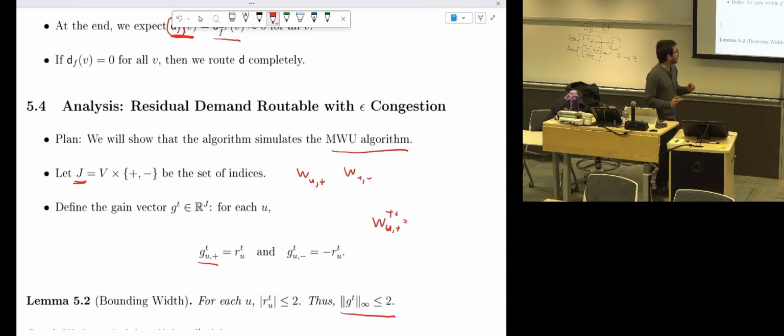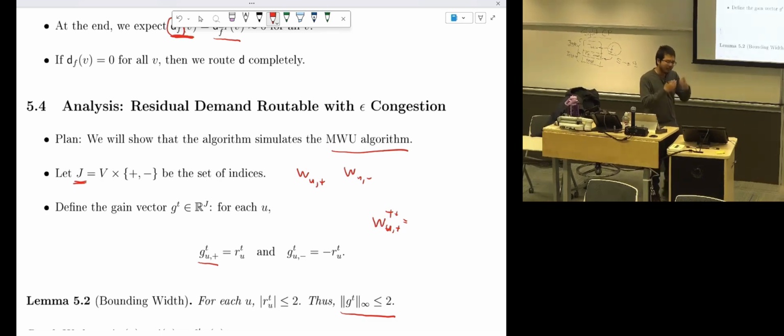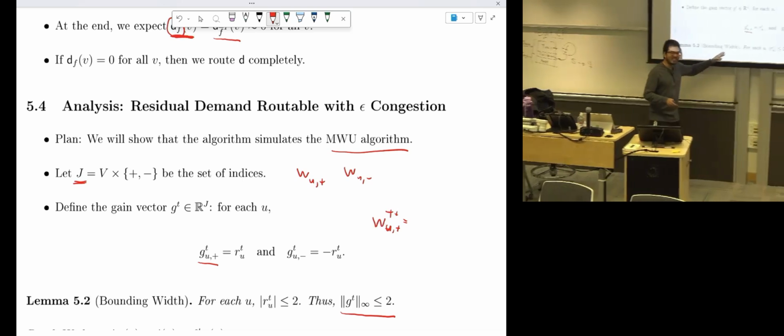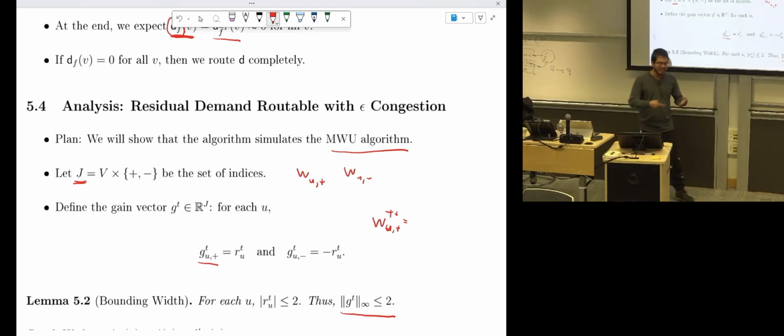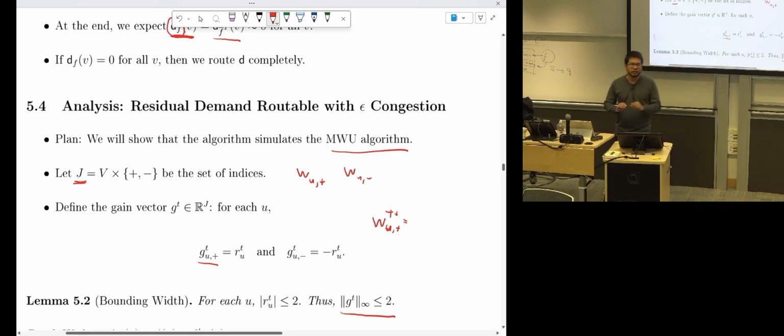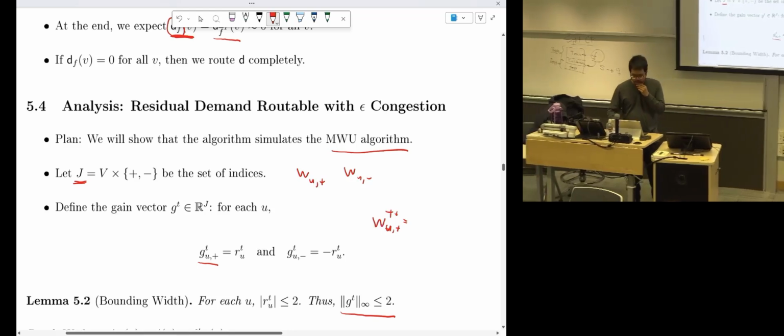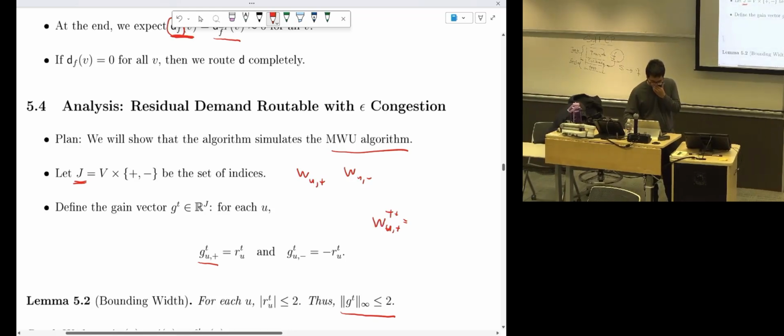Okay. Let's do it step by step. I'm going to bound this thing, and I'm going to say that the weight is updated in the same way, and at the end, the guarantee of the weight update algorithm will imply that our flow's residual demand can be routed with low congestion. Okay, we're just going to do this. Let's do it one by one. So first, let's see that the relative excess is at most 2.